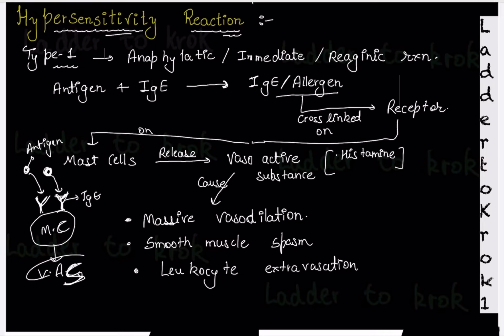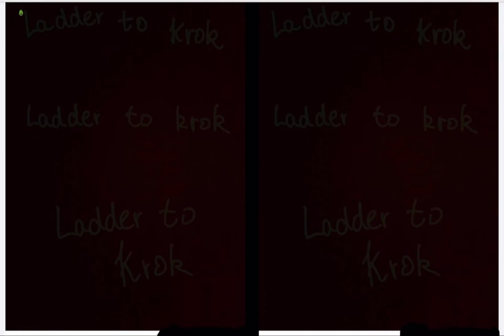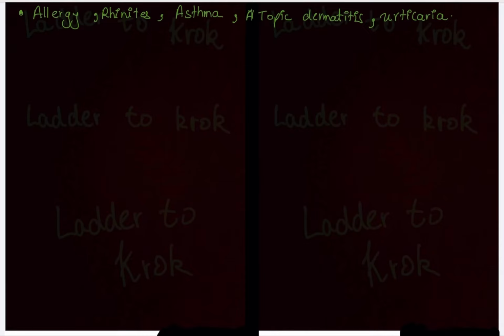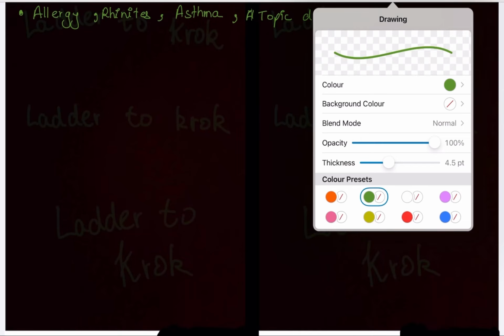Now, some examples of type 1 hypersensitivity reactions. The first one is allergies, seasonal allergies, then rhinitis, asthma, bronchial asthma, and atopic dermatitis and urticaria. They are under type 1 hypersensitivity reactions. Now let's come to type 2.